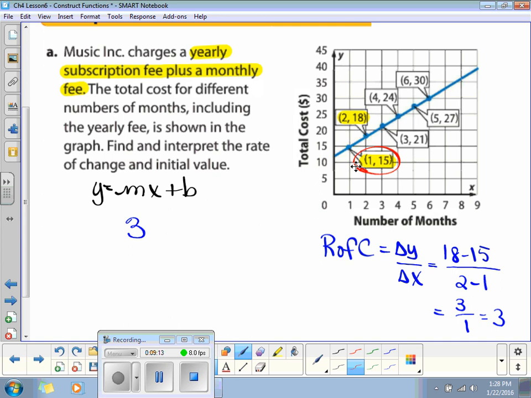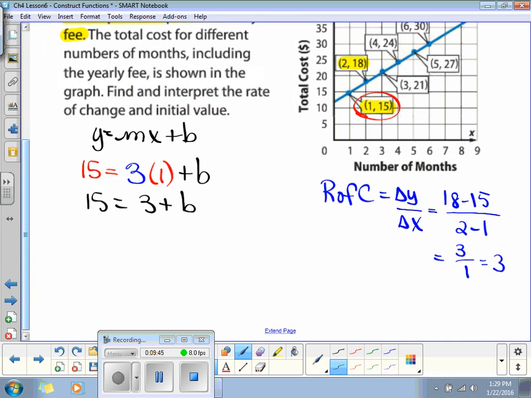Right? So when I put this into the equation, y is, what's y? 15. X is 1, so 3 times 1. And now I can solve for my b. Okay? So we've got 15 is equal to 3 plus b. And Caitlin, this is the reason why you would do that subtraction that you said. So we're going to subtract 3 here and there. So b is equal to 12. And b is your initial value, or your y-intercept, okay?